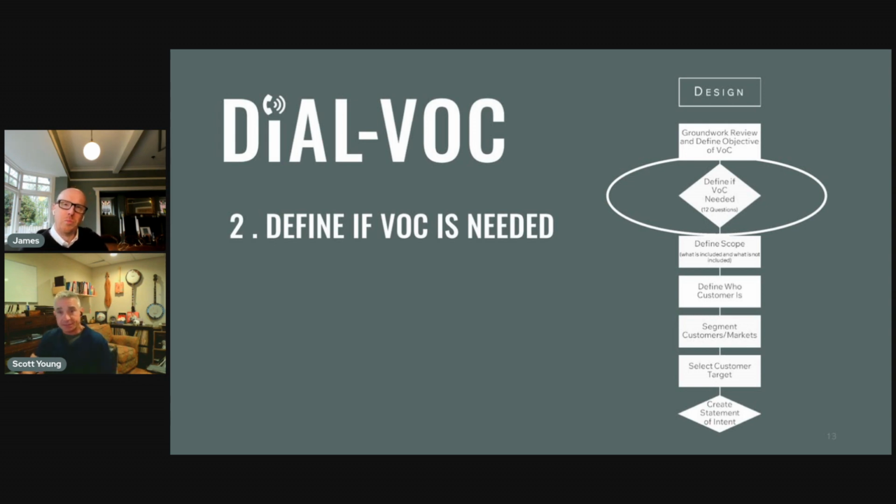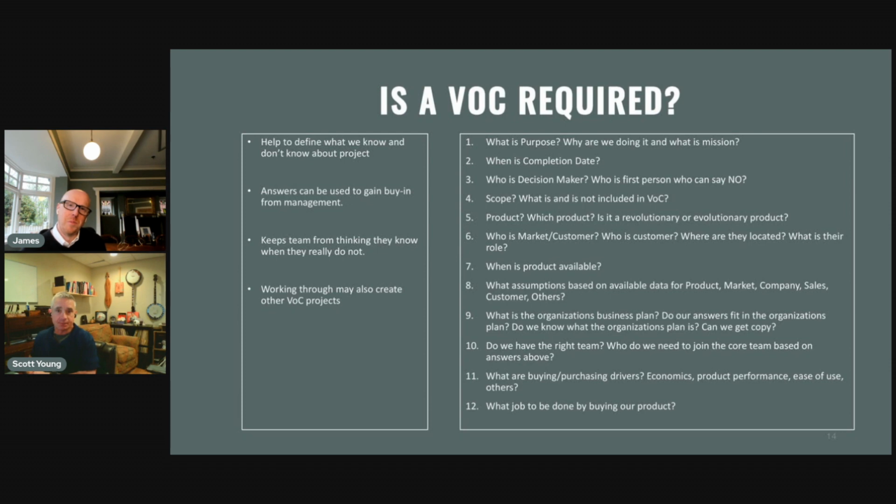The next one, which is kind of interesting, is a quick little review to see whether or not you may actually even need a VOC. So you spend some time, go through the groundwork, do some great work, and get an objective together. A really good thing to do is ask a couple of these questions to see how much you know or don't know about the project. These are things that senior management might want to ask, and you're already getting the answers to these for buy-in. The big thing it does is keep you, or the team you're going to work with on this VOC, or your engineering group, from thinking that they know something when they really don't.